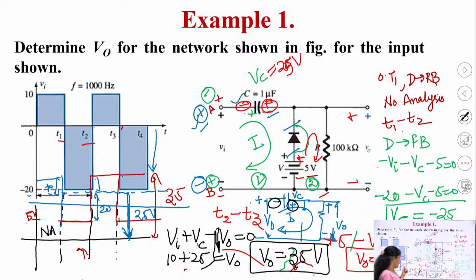So, here you can see that the shifting has taken place towards the downward direction, because the voltage comes out to be minus 25. If it is plus 25, then the DC level would be shifted upward.